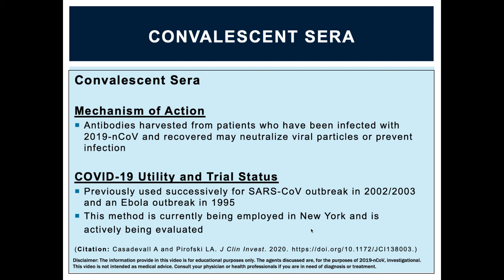During the SARS outbreak in 2002-2003, an 80-person trial of convalescent sera in Hong Kong found that people treated within 2 weeks of showing symptoms had a higher chance of being discharged from the hospital than those who were not treated. This method is currently being employed in New York and is actively being evaluated.